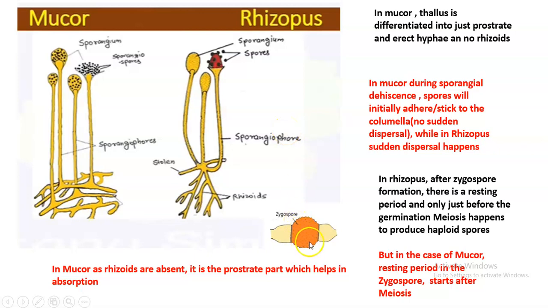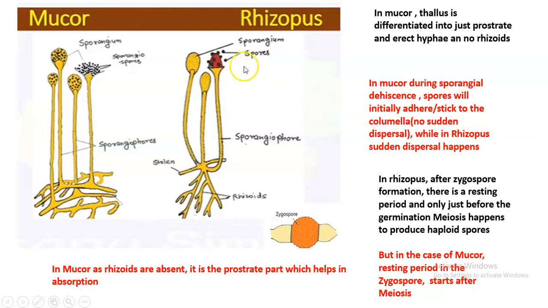But in the case of MUCOR the resting period is after meiosis. After the zygospore is formed, initially meiosis will happen. After that only the resting period happens, and after the resting period the promycelium develops. So this is one difference. So these are the main differences.